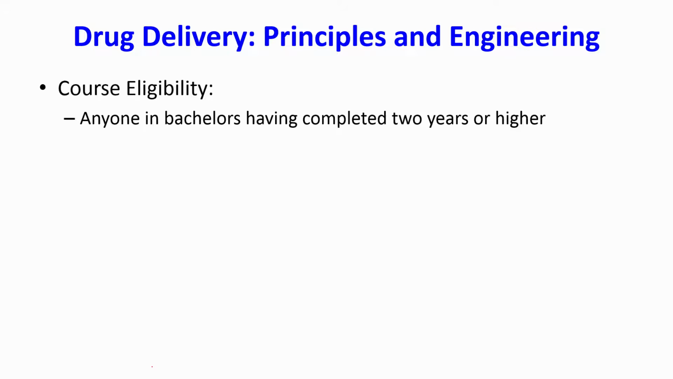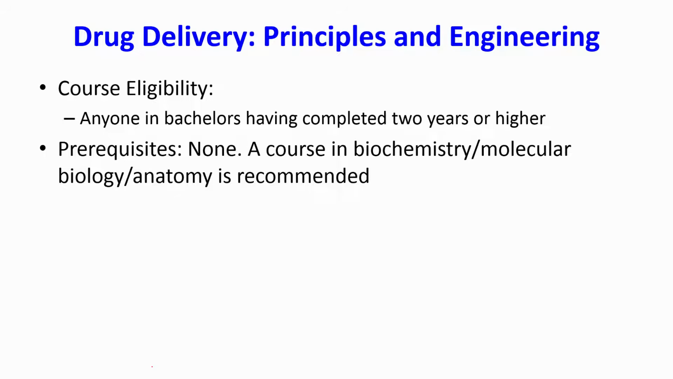Some quick things about the course itself. The course eligibility: this is open to anyone in a bachelor's program who has completed 2 years or higher, or anybody in PG or some other form of postgraduate study. There are really no prerequisites. It will be good if you have some basic background of biology. Any course in biochemistry, molecular biology, or anatomy is recommended, but again it is not required. As we go through the course, we will give most of the information that is required for whatever we are teaching here.